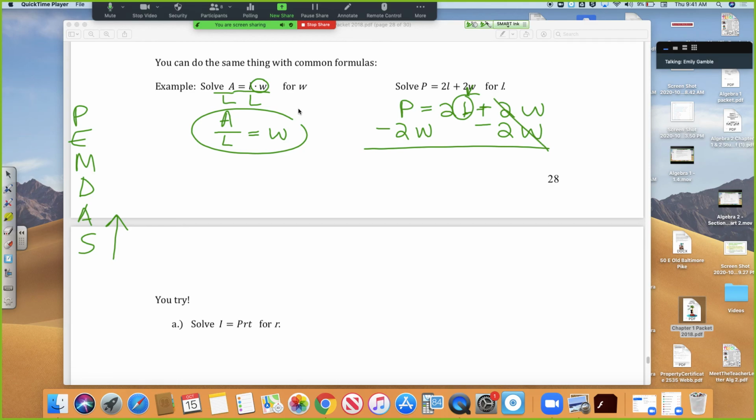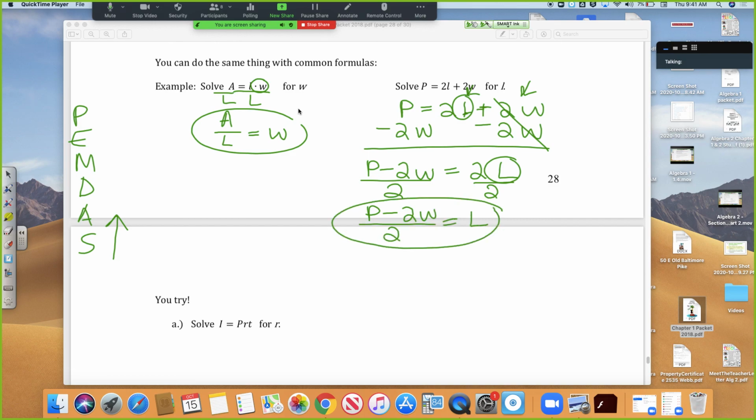Okay, is everyone with me so far? Basically, I moved this term because this term was just in the way. Now we have P minus 2W equals 2 times L. We're solving this thing for L. Now the last thing we're going to do, which Eli said, is aren't we going to divide? Yes, we're going to divide by 2. But it's easier to divide once you have everything away from it and there's only one term left. So the answer would be that the length is equal to the perimeter minus 2 times the width divided by 2. That would be the answer there for that one.